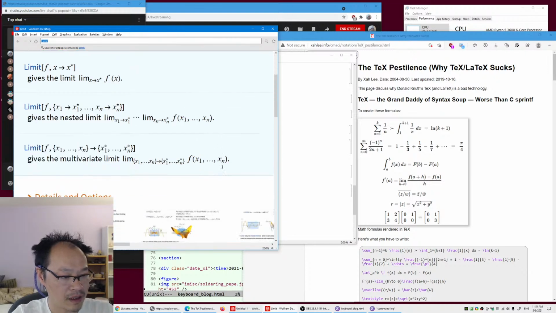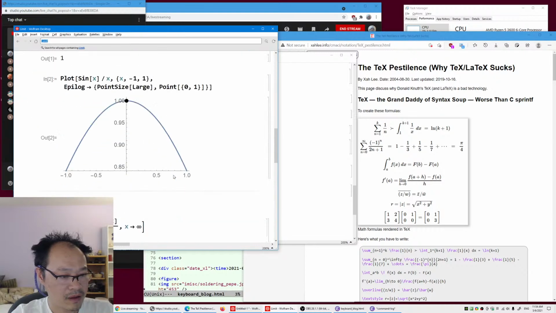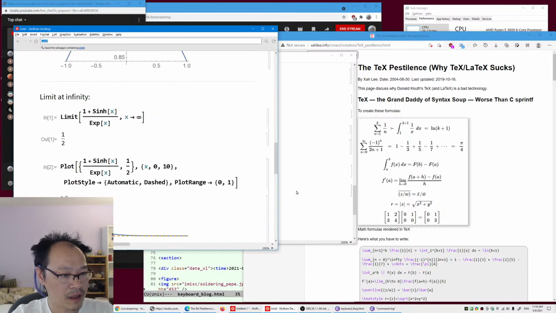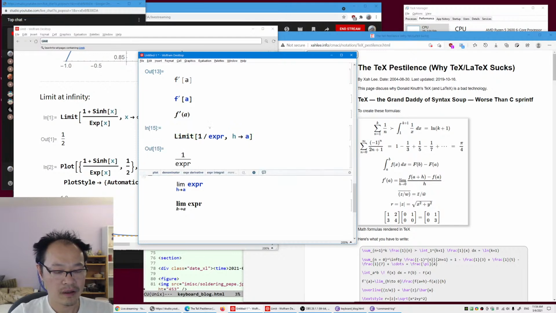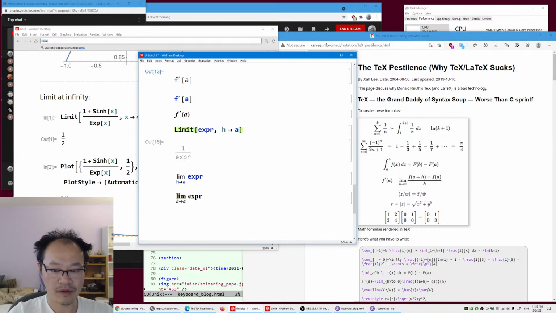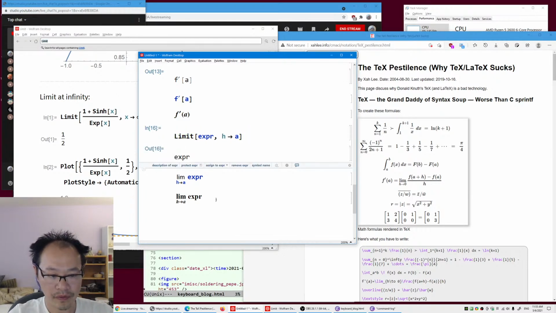Yeah, I got it right. But why is the limit not showing correctly? Let's change the expression to 1 over x. Anyway, yeah, so that's how you do limit.